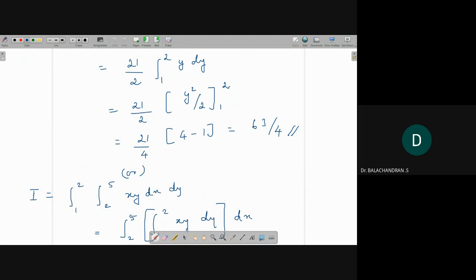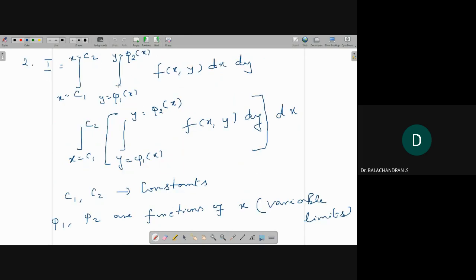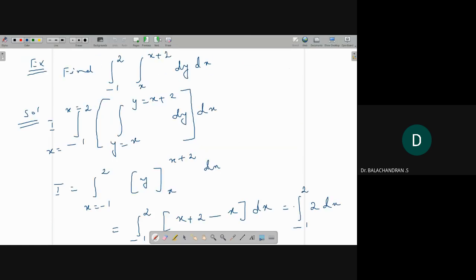The second one: the innermost integral is a function of y, the outermost integral is constant. If the innermost integral is a function of x, then that y should vary. Even though it is dx first, because here y is varying, I should write dy and then dx. That means I need to integrate first with respect to y and then with respect to x. That is the second idea, and then we solve one problem using this.